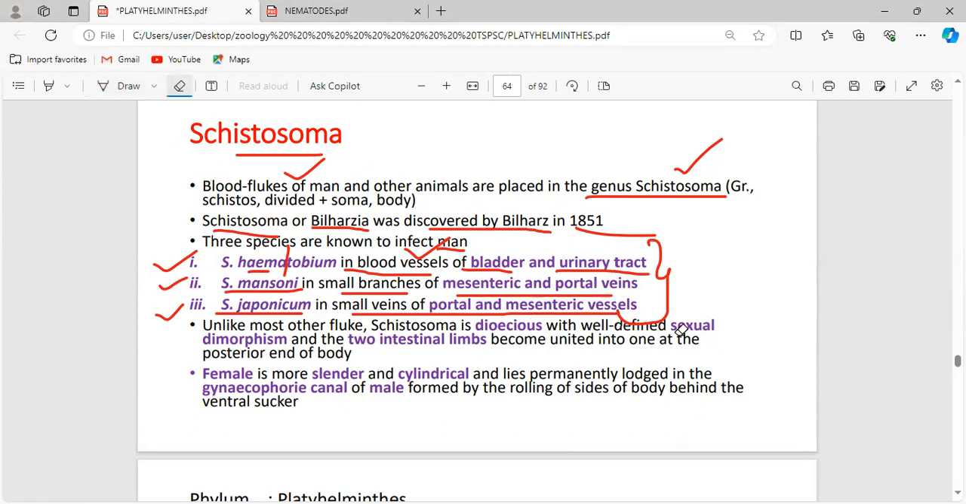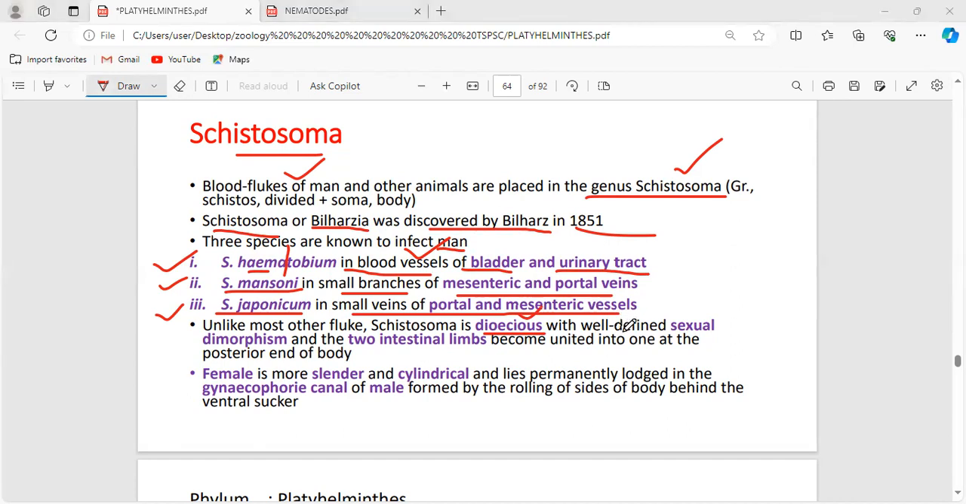This Schistosoma is dioecious in nature. What does dioecious mean? Male and female reproductive organs are present in different individuals. That means the sexes are separate. They are present in separate individuals. Dioecious is unisexual in nature. Don't forget this. Very good.